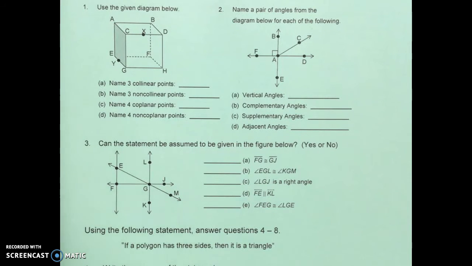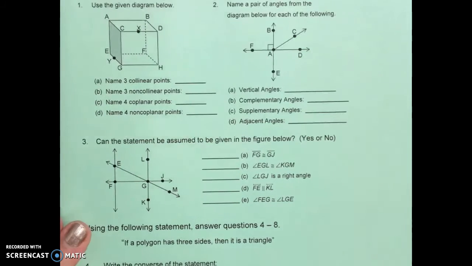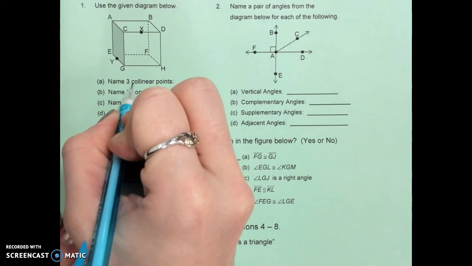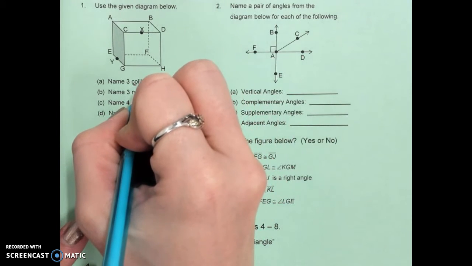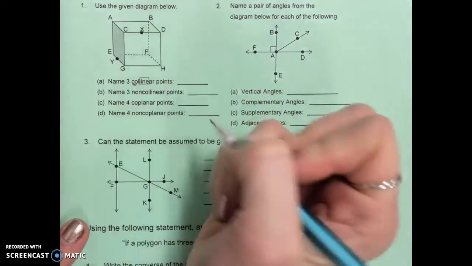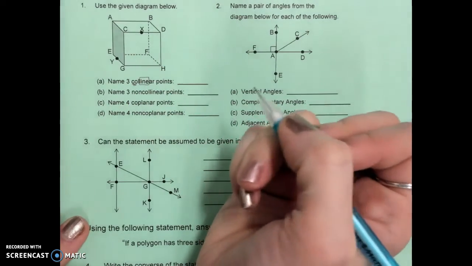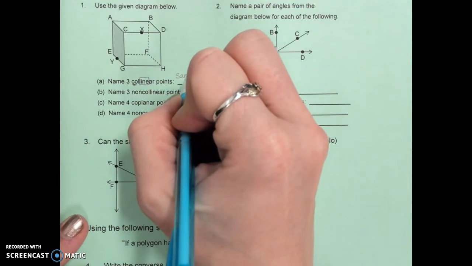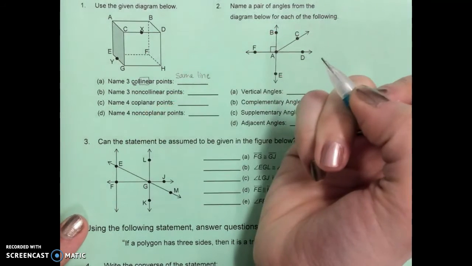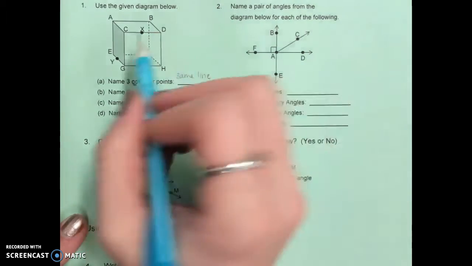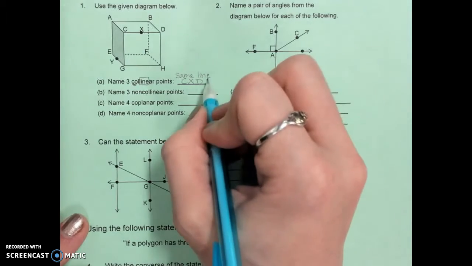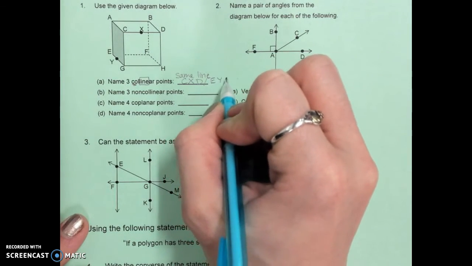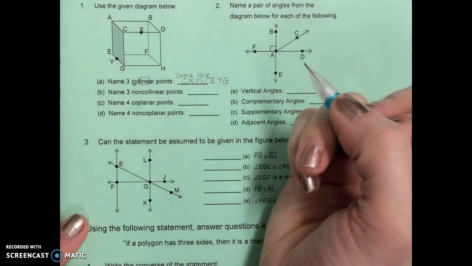words regarding just geometry in general, we have 3 collinear points. Co means like with or together, and then it has the word line, and so collinear is in the same line. So I need 3 points that are all in the same line. So for example, C, X, and D. Another example would be E, Y, and G. Those are all in the same line.